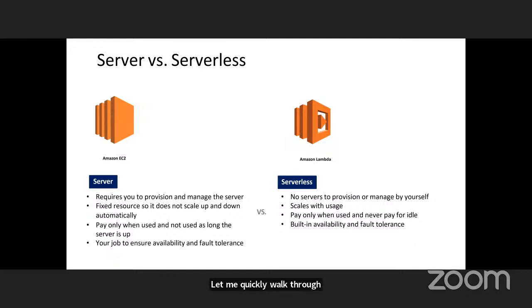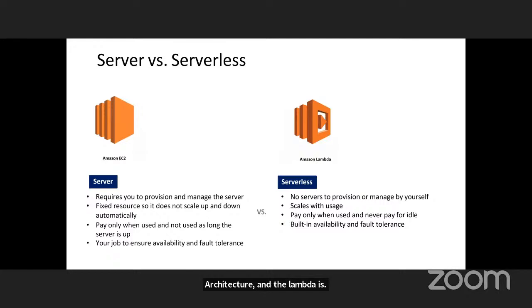Okay. So let's start by comparing the traditional server-based architecture with the serverless architecture. Okay. So the two representative services here in AWS are Amazon EC2 and AWS Lambda, where EC2 is a server-based architecture and Lambda is serverless.